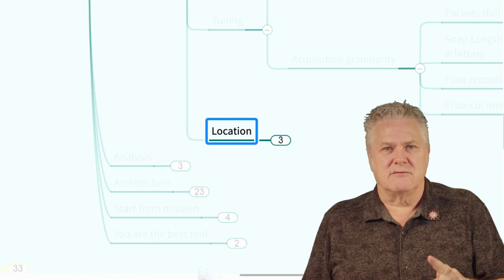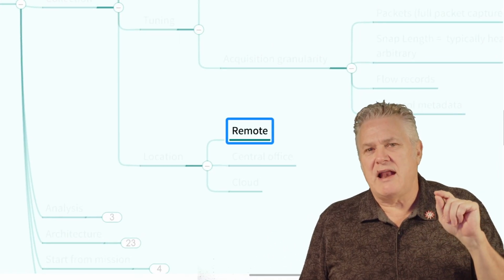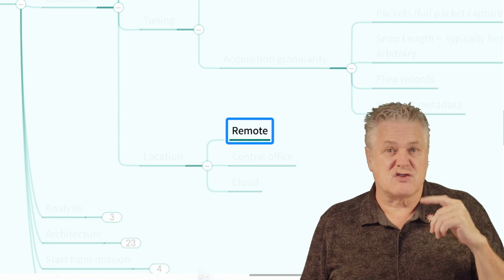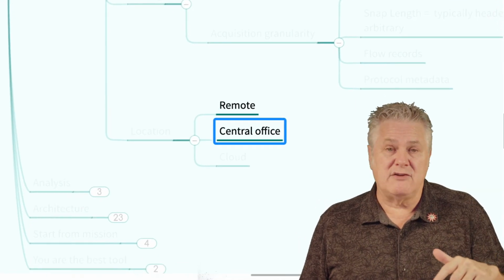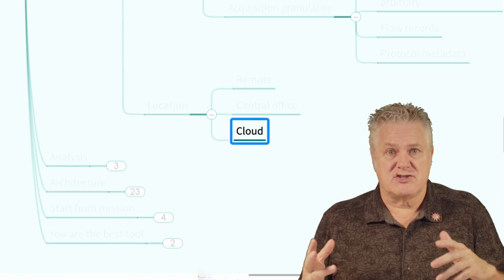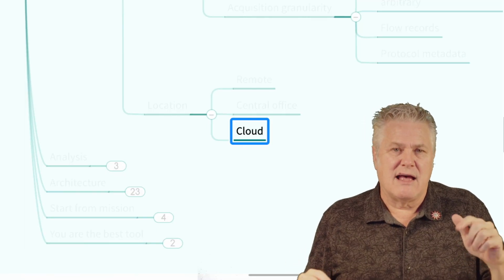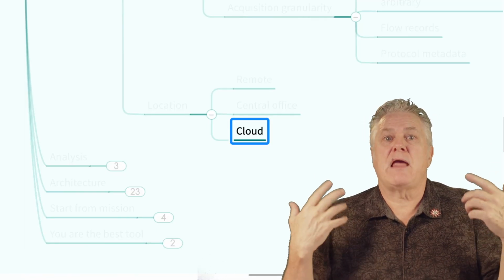Next is location. Well, wait a minute, Dean, isn't that the client? No, because we might have remote communication with a small office, home office. We might do this at the central office, or we might have some cloud infrastructure. So in all those cases, we've got some knobs to tune and some decisions to make. And that goes back to what is our main purpose here?